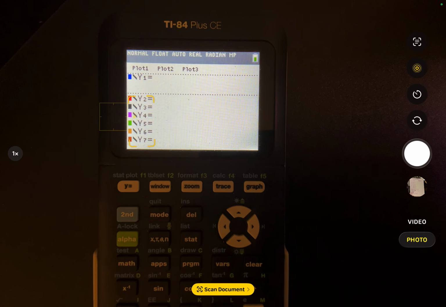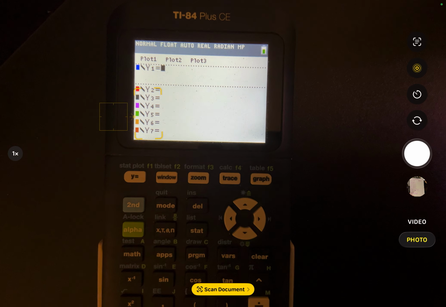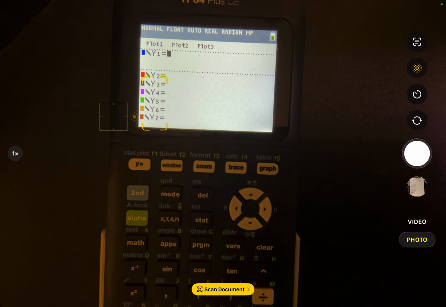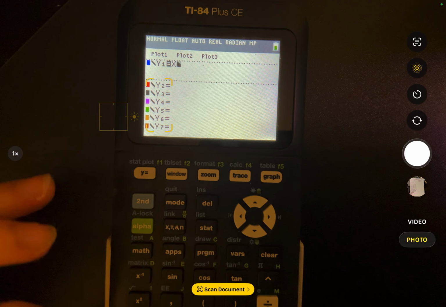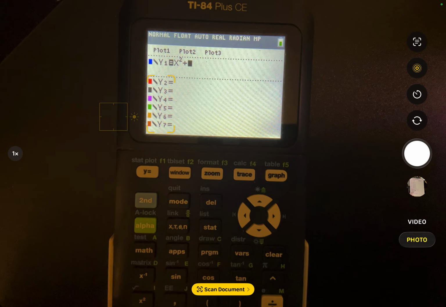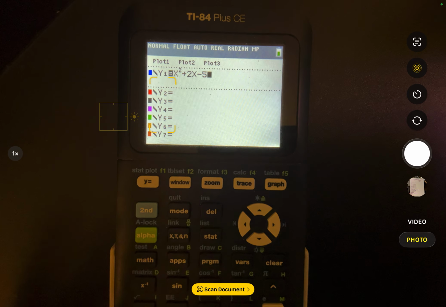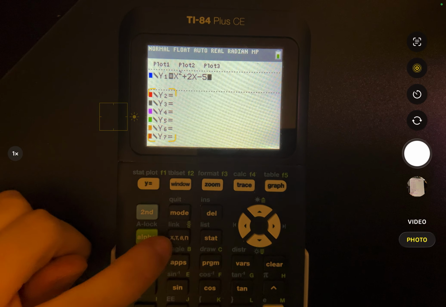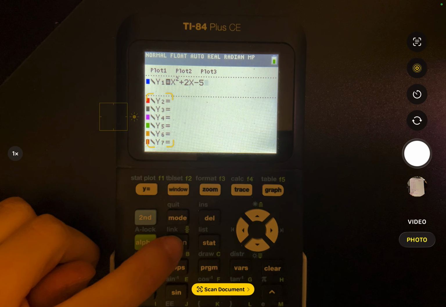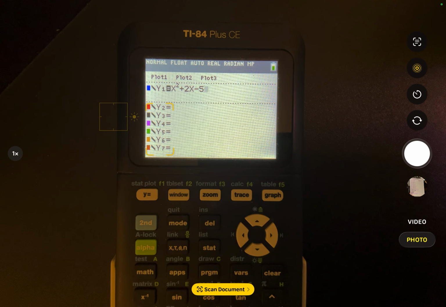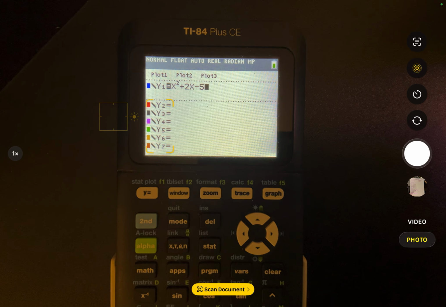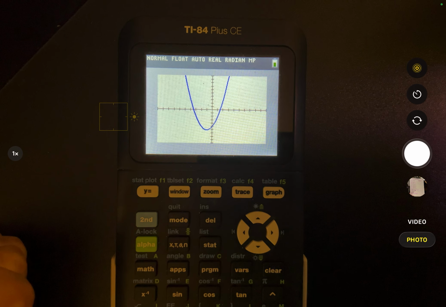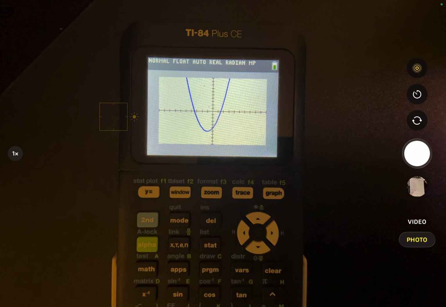Now, we're going to input the first equation we have in the types of parabolas, where it's y equals x squared plus 2x minus 5. The y equals is already there, so we just have to put in x squared plus 2x minus 5. The big thing is you have to remember that you have to use this button here for your variables. It is what's next to the green button. Then to graph it, you're just going to press the graph button, and it's going to show us what that looked like.